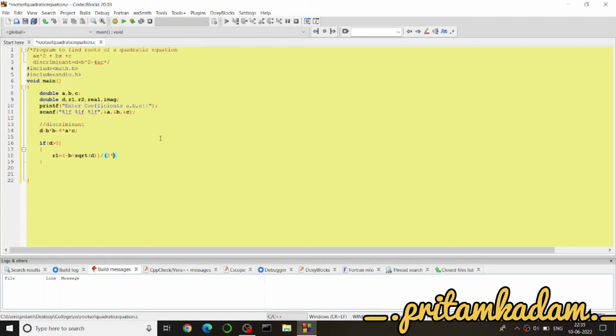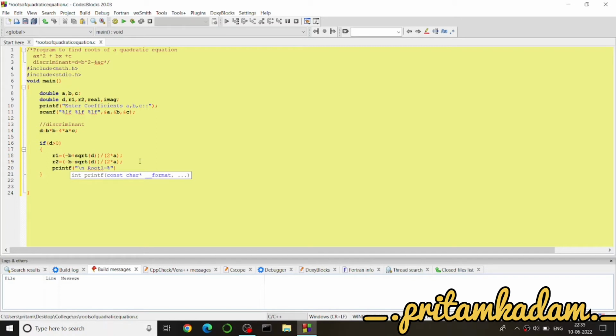So upon 2 star a for 2a, and then for r2 we just have to do minus b minus square root of d. So I will just copy paste that part, and then we will change plus into minus, and then I will write here r2, and then we will write printf root 1 equals %.2lf, and then root 2 equals %.2lf. We have just given the long double format specifier with a width of 2 for the decimal place.